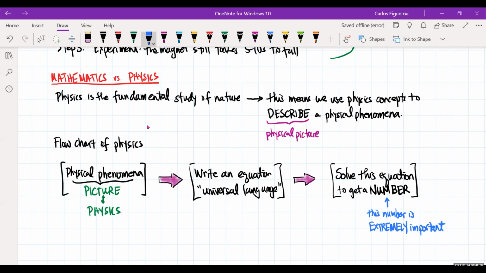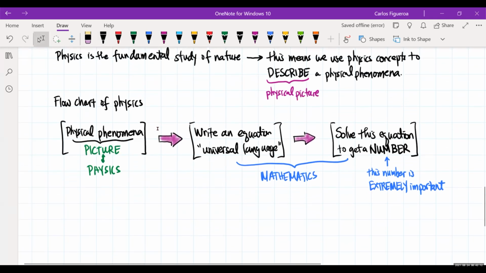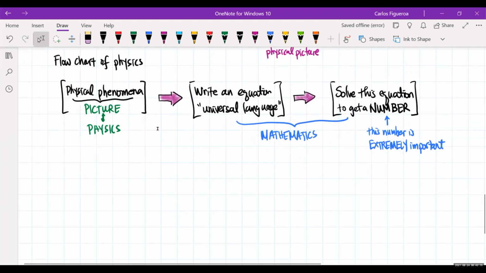But when you put it all together, all of this here is what we call mathematics. And the whole reason for this flow chart is to show you that physics is not the same as mathematics. The number that we calculated is connected to the equation that we wrote. The equation that we wrote is connected to the picture that we visualized in our process here. So let's look at this thing. Why is that number so important?